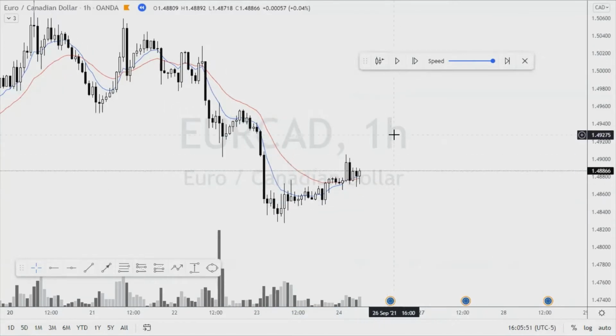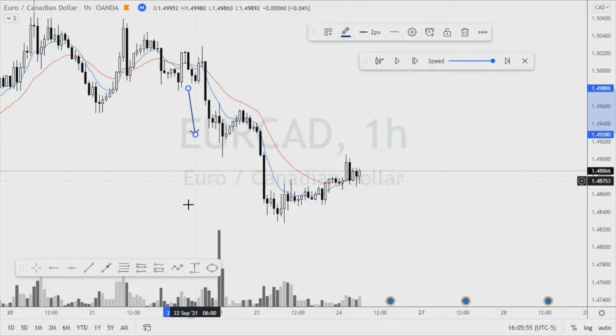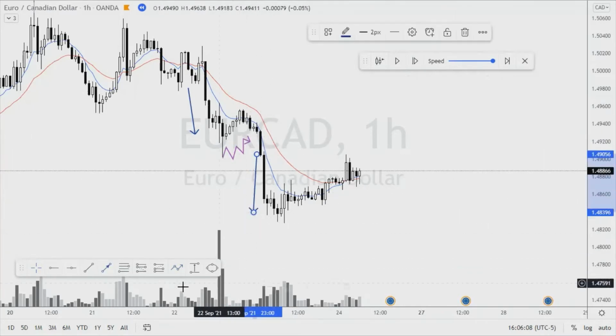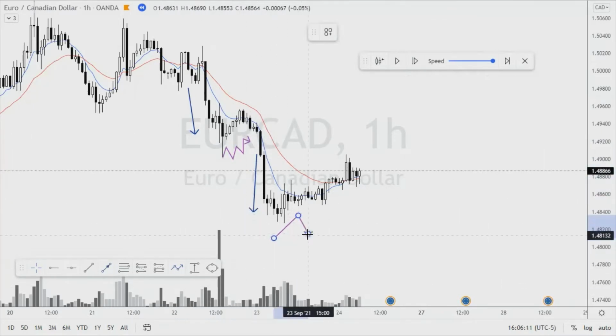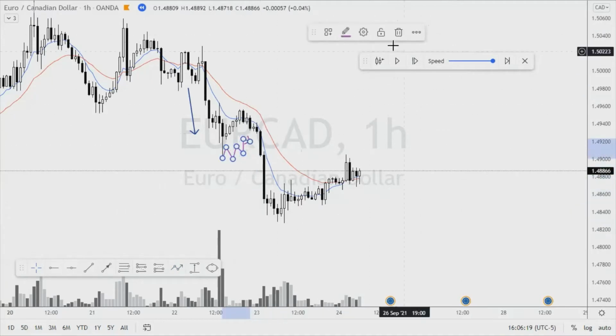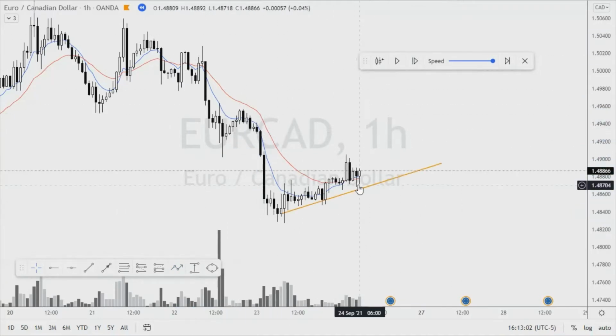When I start seeing impulsive moves like this, we've got a nice impulsive move, a little bit of consolidation to the right. And then we have another impulsive move, and then some more consolidation. This is what I like to see. I like to see this all day long when I get to the charts. If I start seeing things like this, then I can start making trades.